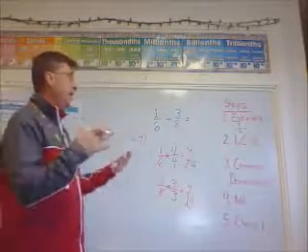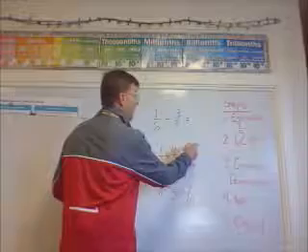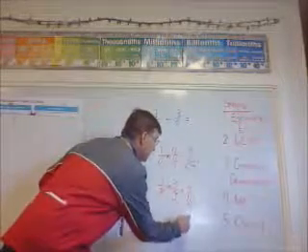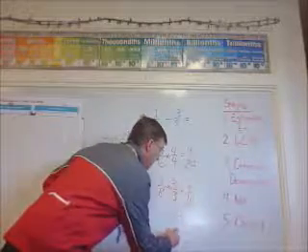Now I can go ahead and add. 4 and 9 is 13 parts of 24.